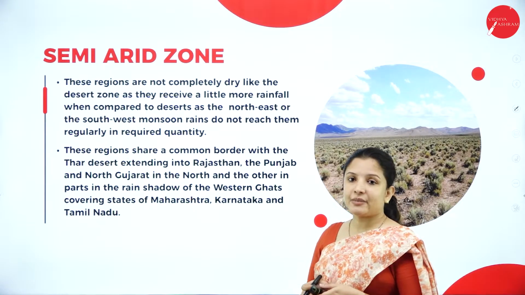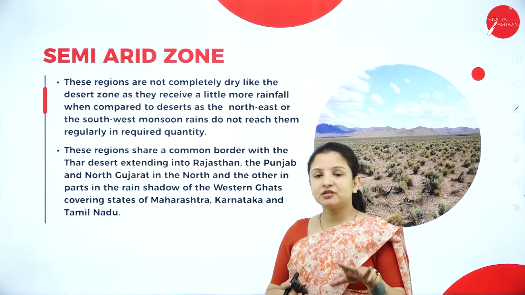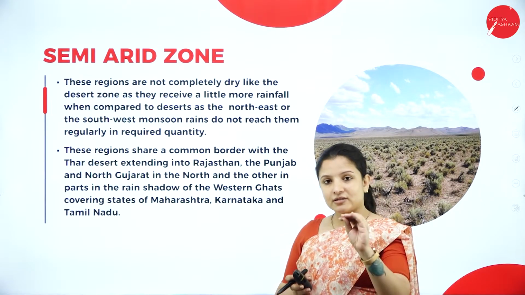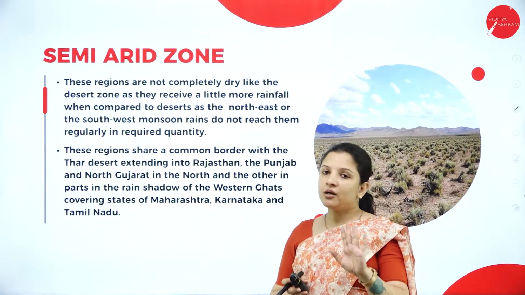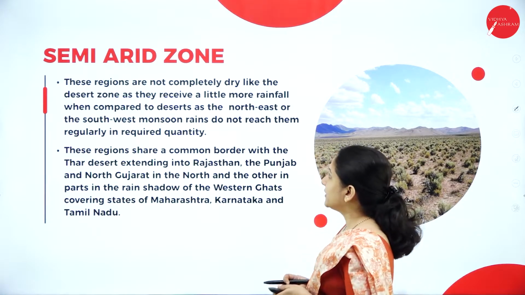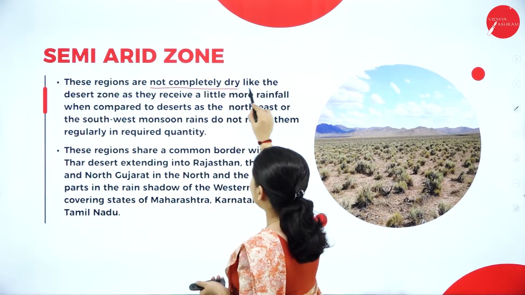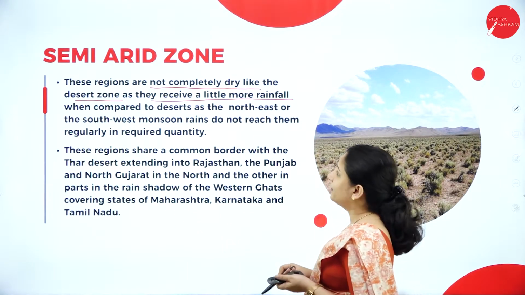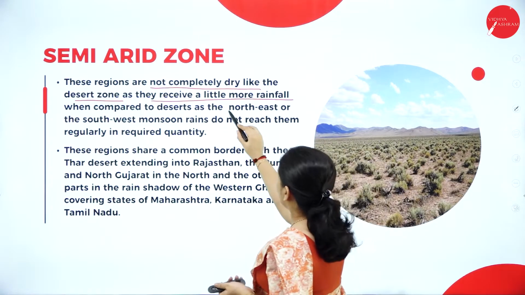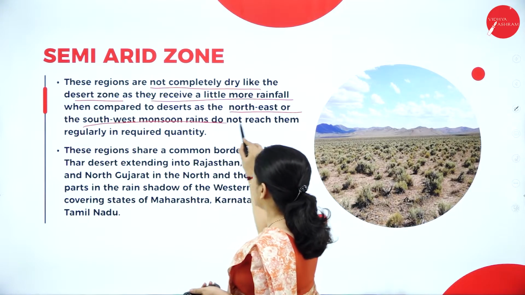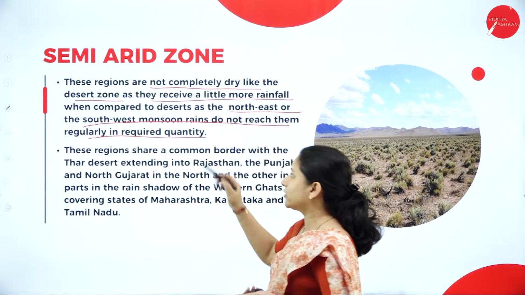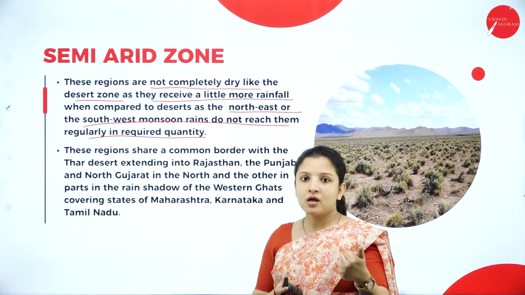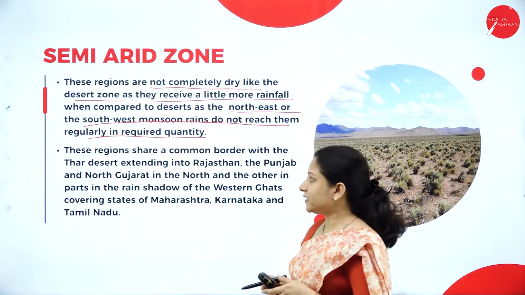Next, talking about the semi-arid zone. Semi-arid means it is not completely dry like the desert. Somewhat dry like the desert, and it will receive less rainfall only, but more than that received by the desert. So these regions are not completely dry like the desert zone, as they receive a little more rainfall when compared to the deserts, as the northeast or the southwest monsoon rains do not reach them regularly in the required quantity. Again, why do they not reach them in the required quantity? Because of airflow and air mass or air circulation that you have studied in the previous sessions.